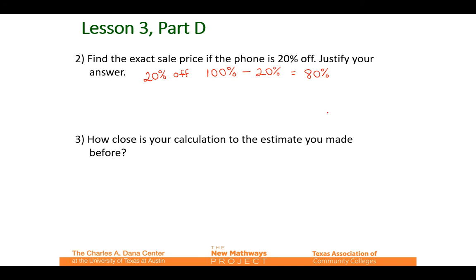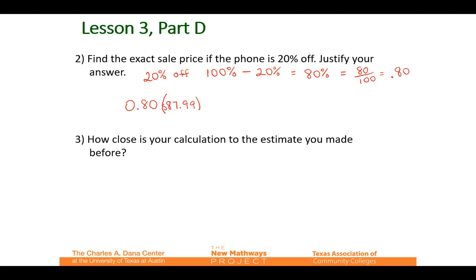Okay, how do you calculate 80%? To calculate 80%, you change it to a decimal, and you would do 80% times, 80% means 80 over 100, or 0.80. So this is percent, fraction, decimal. 0.80 times 87.99.